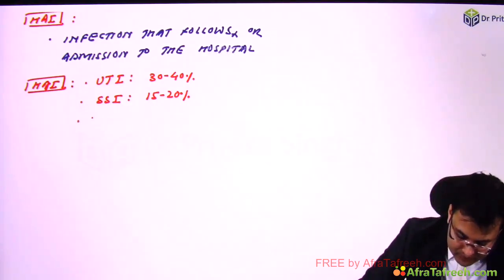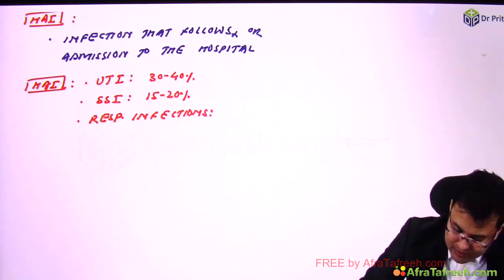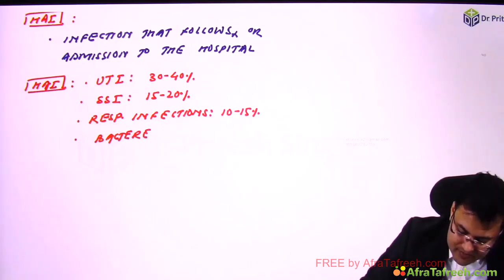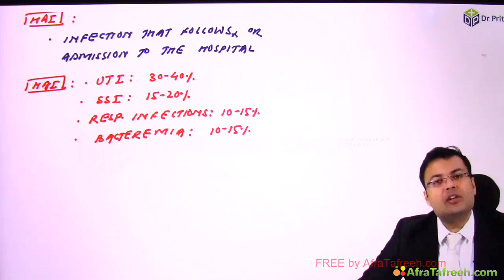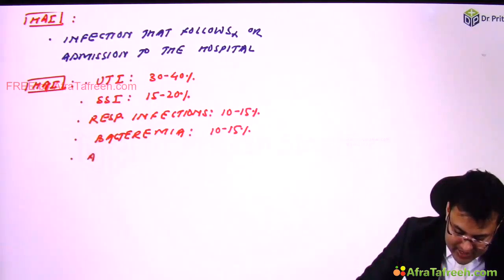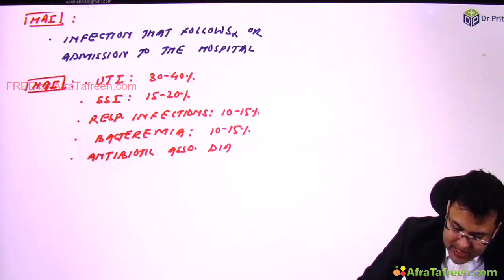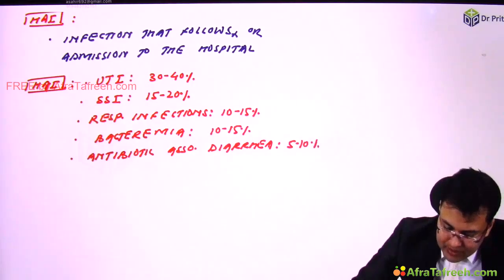Third is respiratory infections. This is responsible for 10 to 15%. Fourth is bacteremia, and again this is responsible for 10 to 15% of infection. And the fifth is antibiotic associated diarrhea. Antibiotic associated diarrhea is responsible for 5 to 10% of infection.